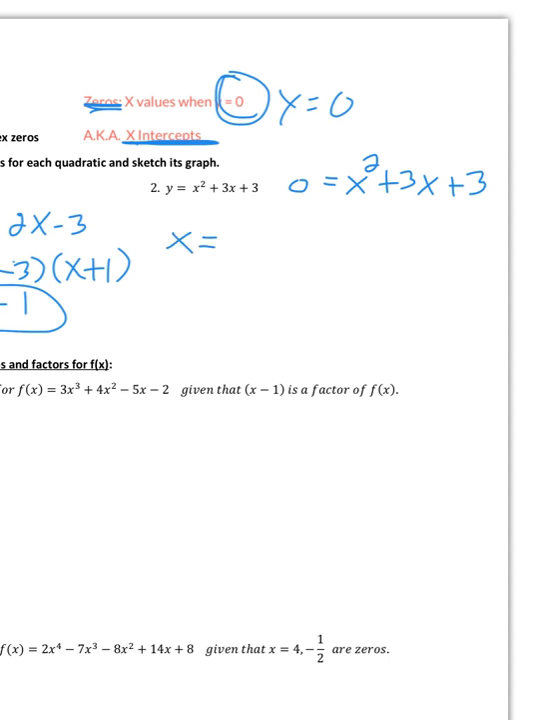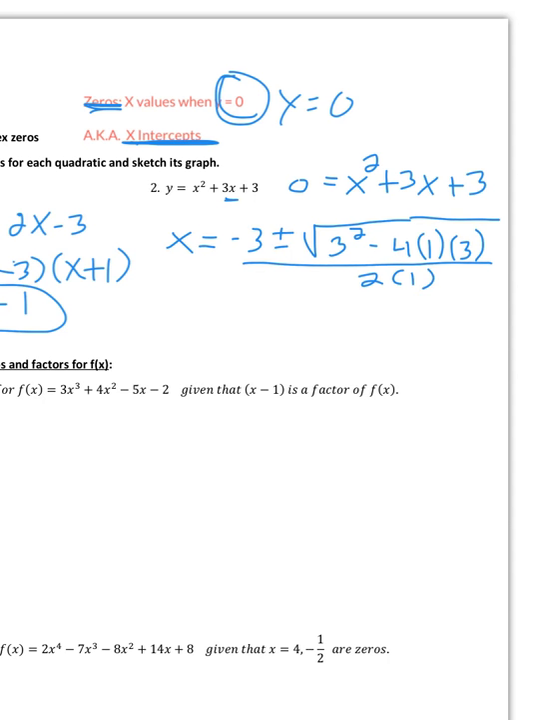So we're going to have x equals negative b. So b is this 3 value. So we're going to have negative 3 plus or minus. Then we're going to get the discriminant. So we'll have, what, 3 squared minus 4ac, a is 1, and c is 3. Okay, c is 3, and this is all over 2a. So that's just really 2 times 1.